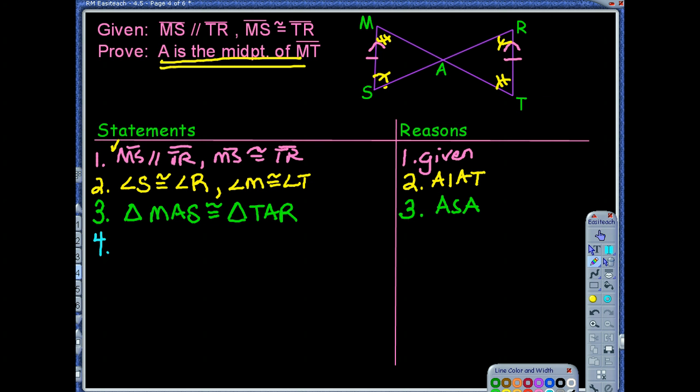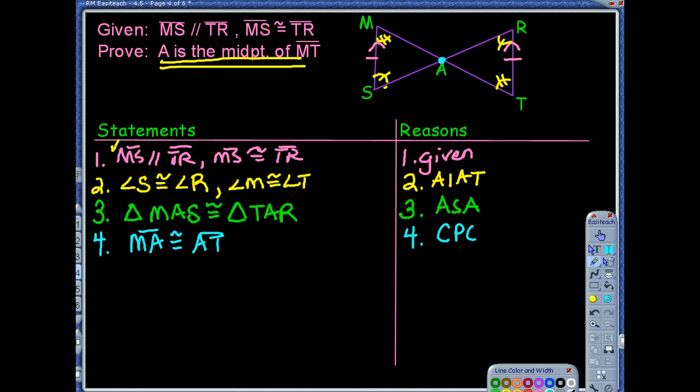Okay. So now, I know I want to prove that A is the midpoint of MT, which I can't go straight to saying yet, but I know that if it is the midpoint, that would mean that it's dividing that segment into two congruent segments. So I think what I want to do is say that MA is congruent to segment AT, and that reason would be because all those corresponding parts are congruent, so CPCTC.